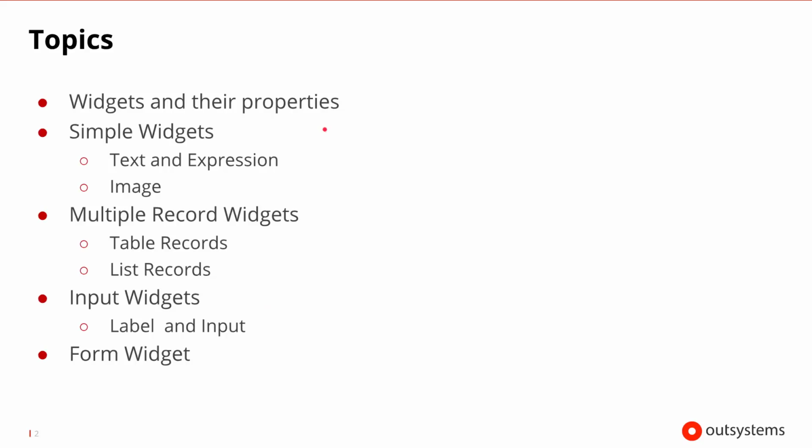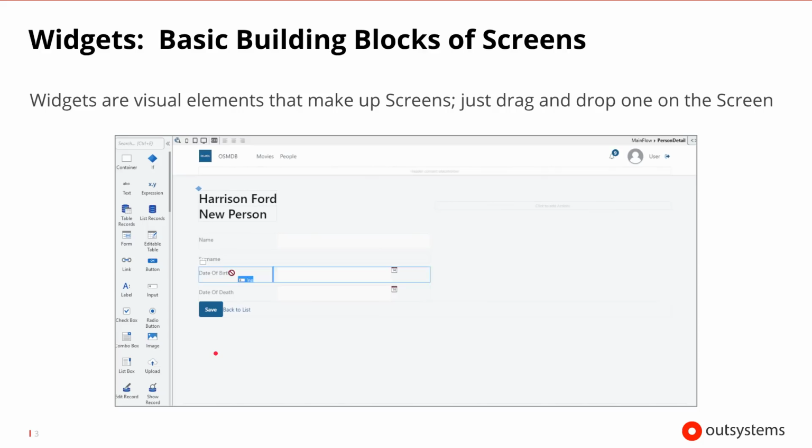In this session, we'll talk about what a widget is and some of its properties. Then we'll look at the simple widgets, including the expression widget and the image widgets. We'll also discuss multi-record widgets, like the table and list record widgets. And then at the end, we'll look at the input widgets, which also have to do with the form widget. So let's go ahead and get started.